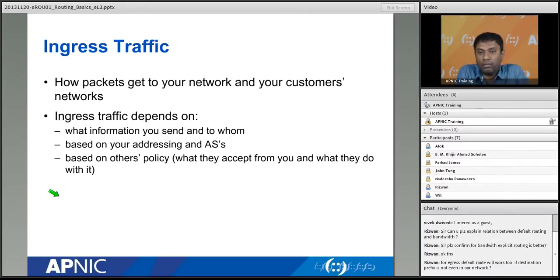There is a question from Redon again. For egress, default route will work too if destination prefix is not there? Yeah, that's true. I mean, we have to have routing information in my router, right, to send the traffic across. So for that information of the destination, it can be a default route or it can be a specific route. That is obviously understandable. Make sense?